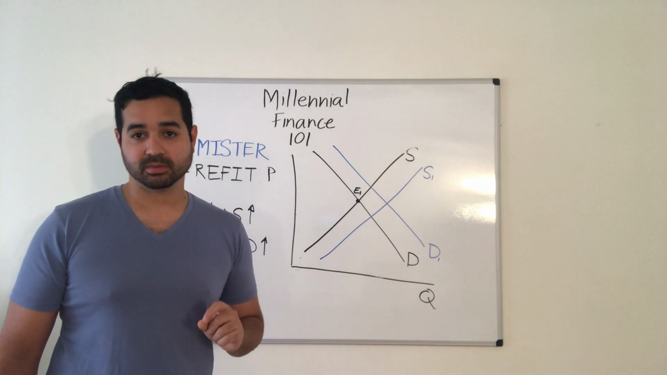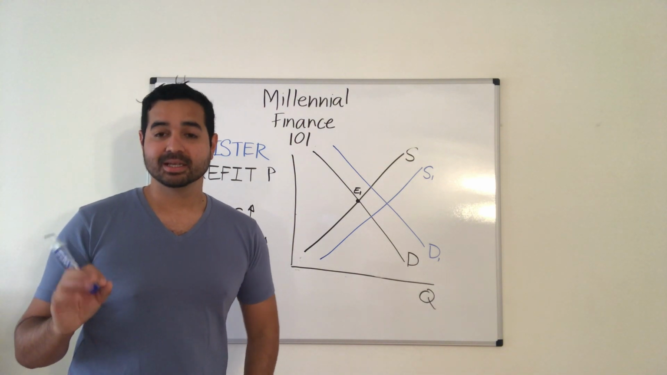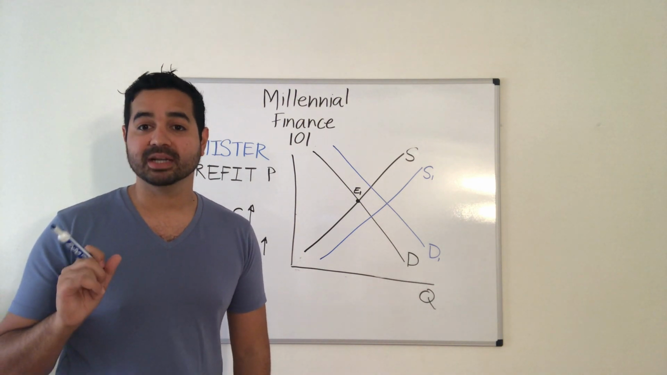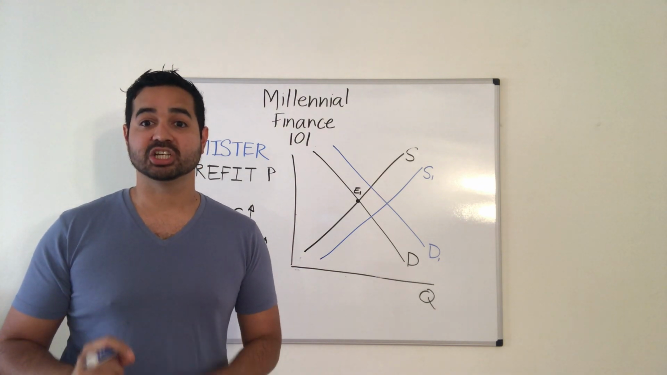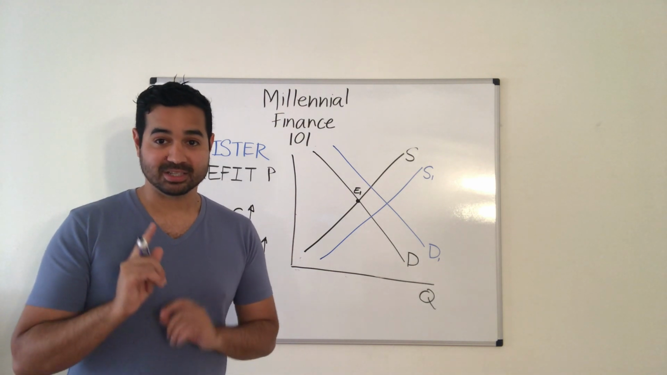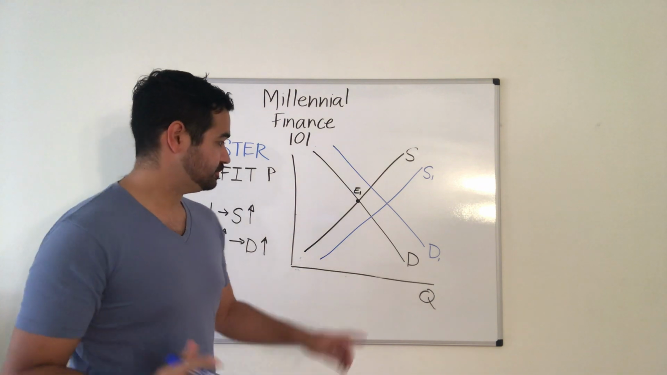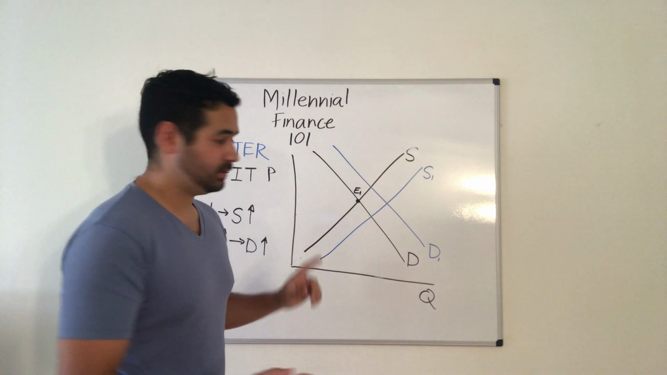That is absolutely the right answer. But some teachers are not that nice, and they're going to ask you, how does this change price and quantity? So that is where they always get you. Let's draw our new equilibrium point right here.